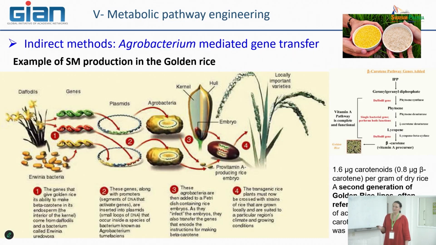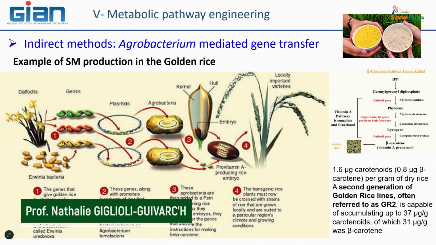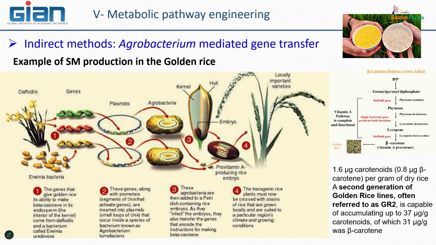So there are in fact three genes that have been chosen. The first one, which encodes the phytoene synthase, comes from this particular flower, because its petals have a very intense yellow color. It is the daffodil, and they have isolated the genes encoding the phytoene synthase.